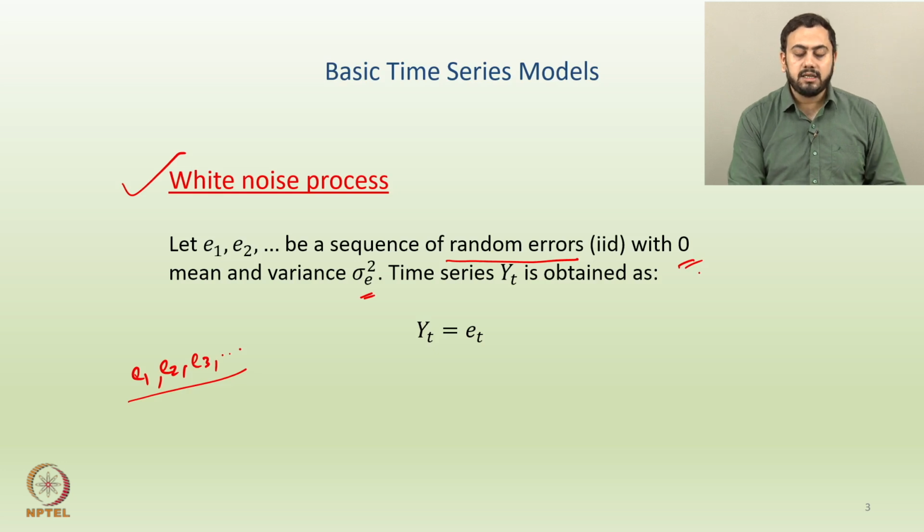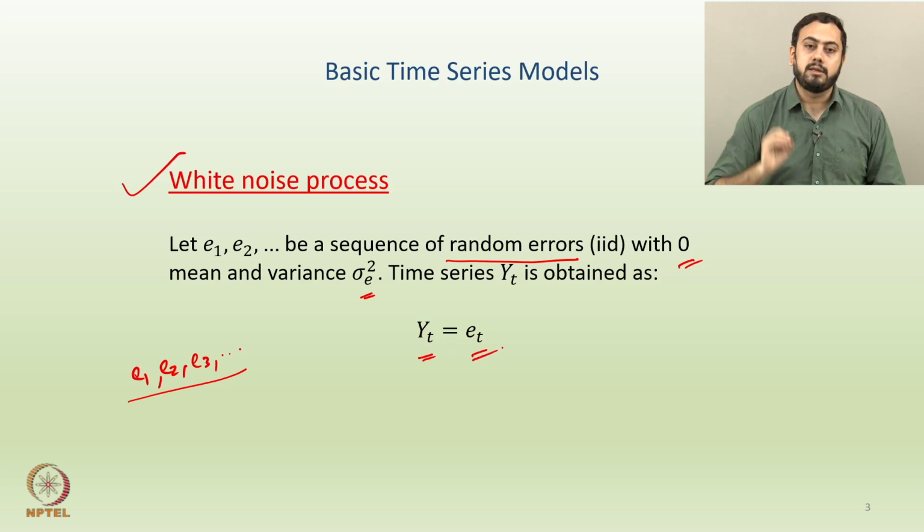Similarly, sigma square E also does not depend on t. Okay. So, this is a very important assumption underlying the white noise process. Now, how exactly should we construct this time series which is called white noise? The underlying time series yt is exactly equal to the corresponding random error, which is Et.